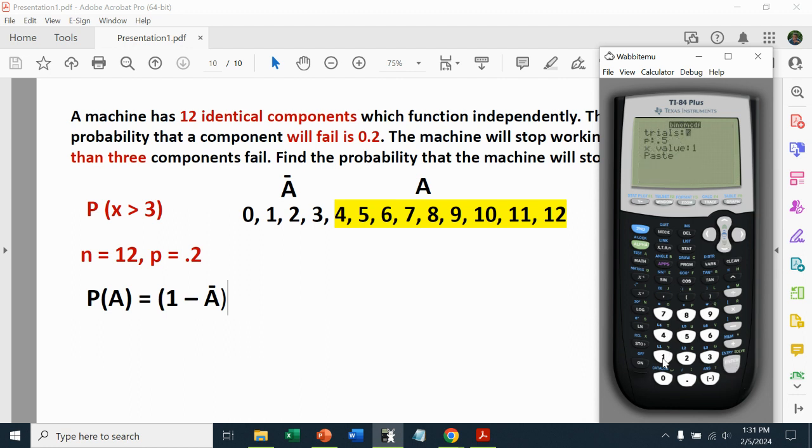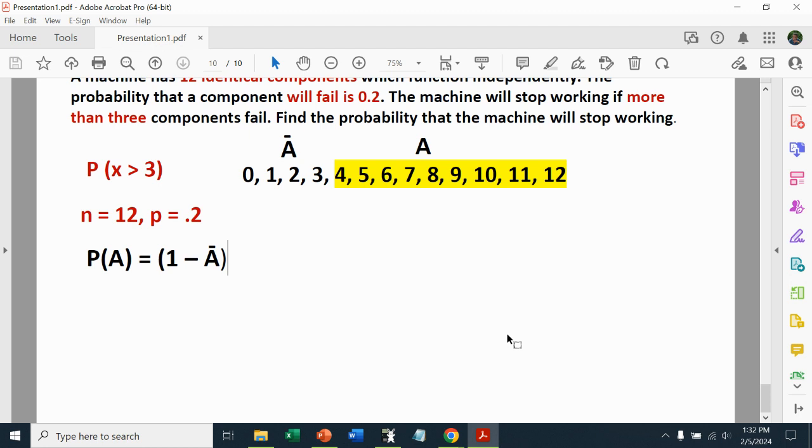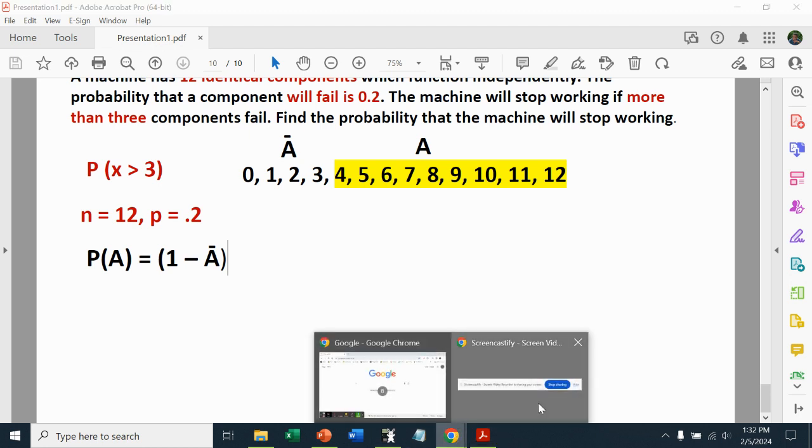How many trials? We got 12 components. Probability of a component failing is 0.2. And I want to stop adding after I get to 3. When I tell the calculator 3, behind the scenes, he's starting at 0 being defective. He's adding that answer with 1, with 2, with 3. And then obviously I'm taking all that and subtracting it from 1 and getting what I'm looking for: 4, 5, 6, 7, 8, 9, 10, 11, 12. So 3. All right, it's going to stop right there. Go to paste, hit enter, 0.205. All right, I hope that helps clear things up a little bit.